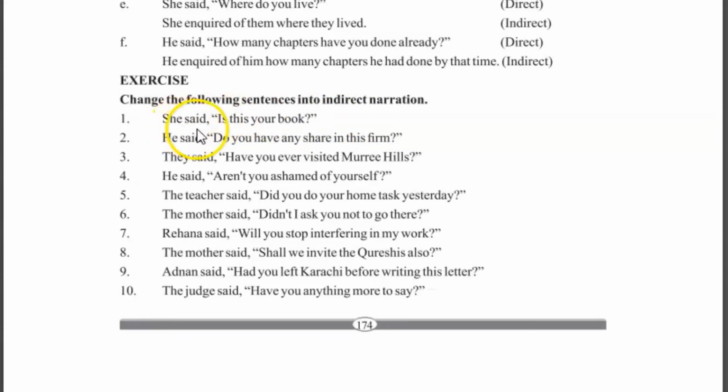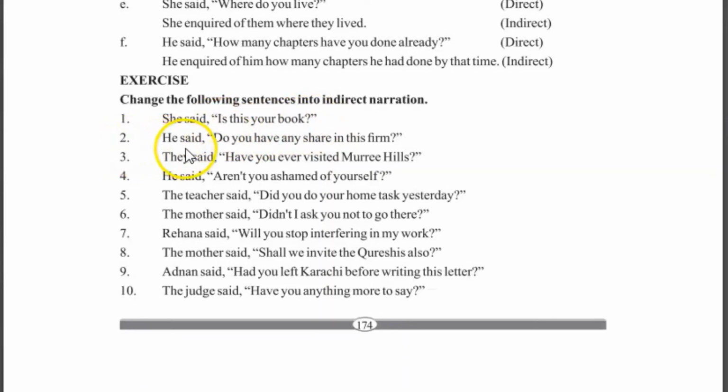As you have learned, said will be changed into asked, and you will have to remove the comma and inverted commas, but you don't have to place them in these sentences. If the question starts with an auxiliary, as this first example starts with is, you will put if or whether, and the remaining changes will be made according to the basic rules.